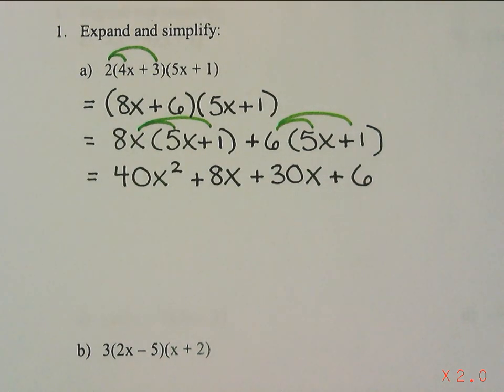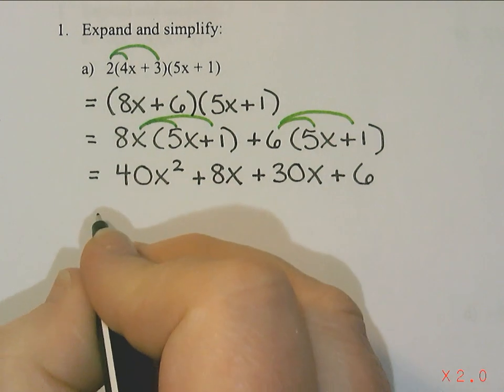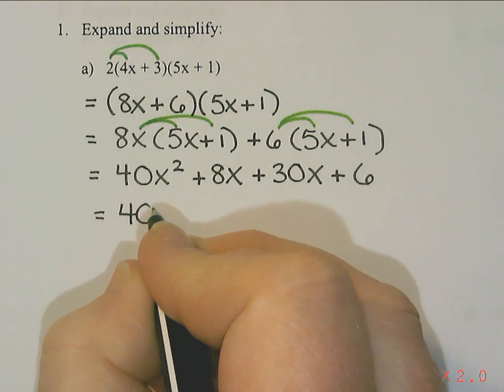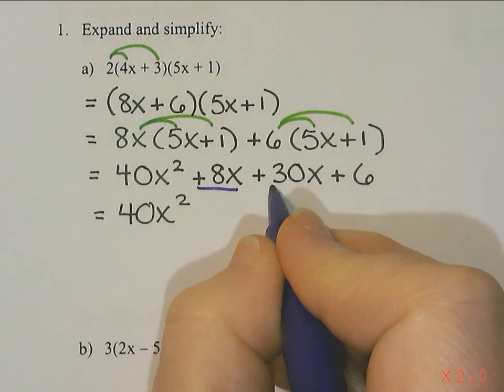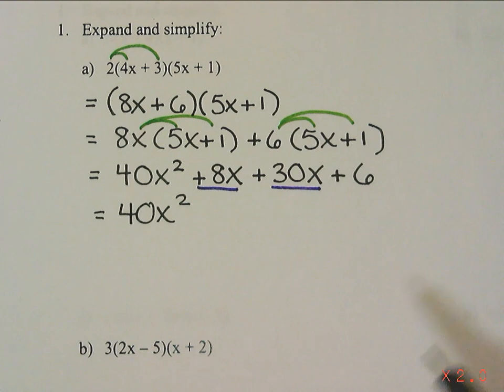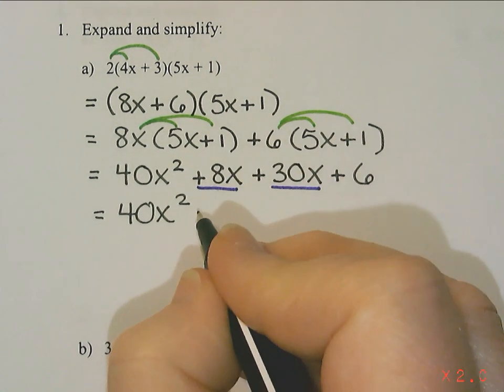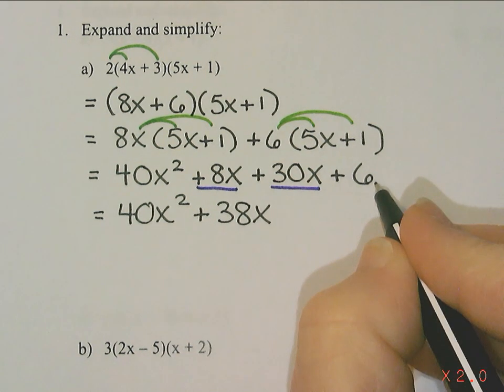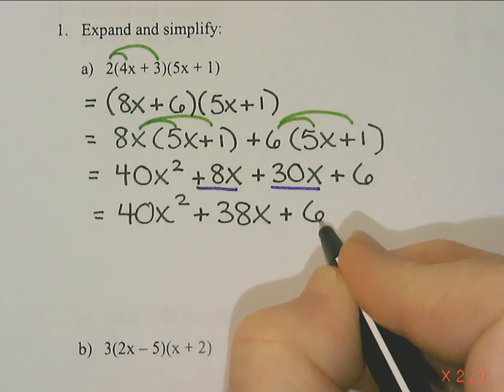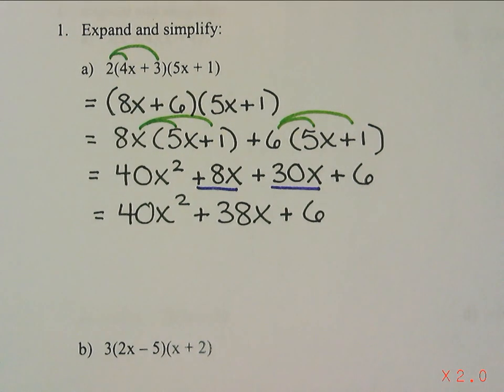The last thing we need to do is the simplify part. We need to collect like terms. So 40x squared does not have any other like term, friends. It's just 40x squared. The 8x and the 30x, however, are like terms. They're both positive, so I can add them together to get 38x. And then the plus 6 does not have any like term, friends, so it just stays plus 6. So our final answer here is 40x squared + 38x + 6.